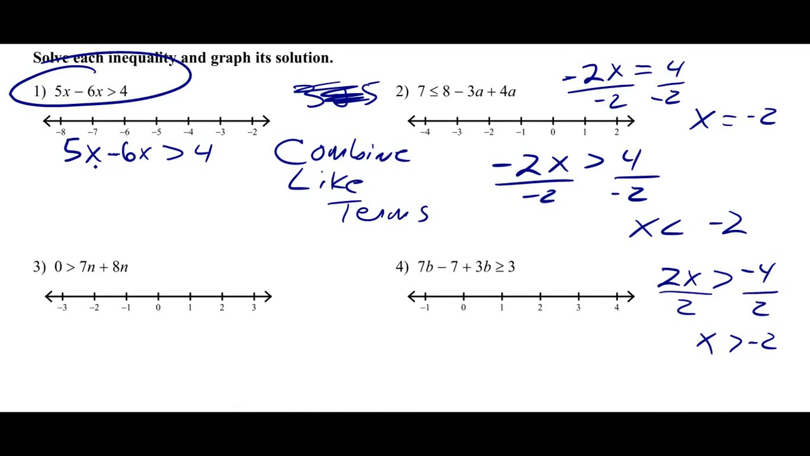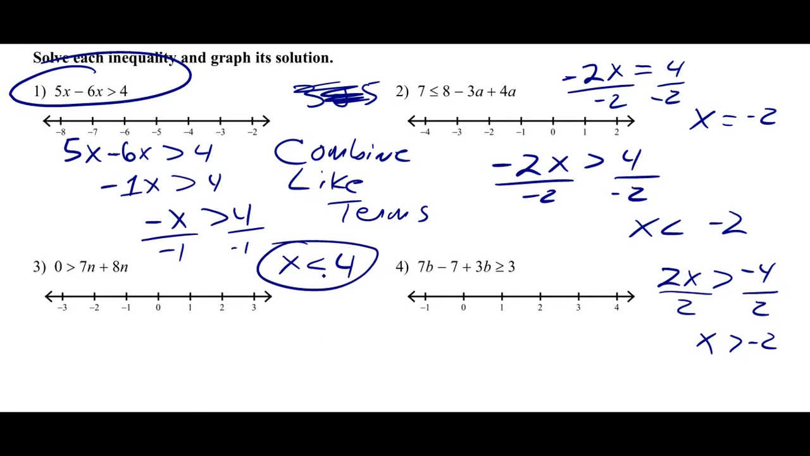terms because they've got the same variable raised to the same power. So that's going to be a negative 1x is greater than 4, or if you want, you can write it as negative x is greater than 4. Divide both sides by negative 1. And remember, we're flipping the inequality. So we know x can be any smaller, less than negative 4, right? Don't forget that negative sign.